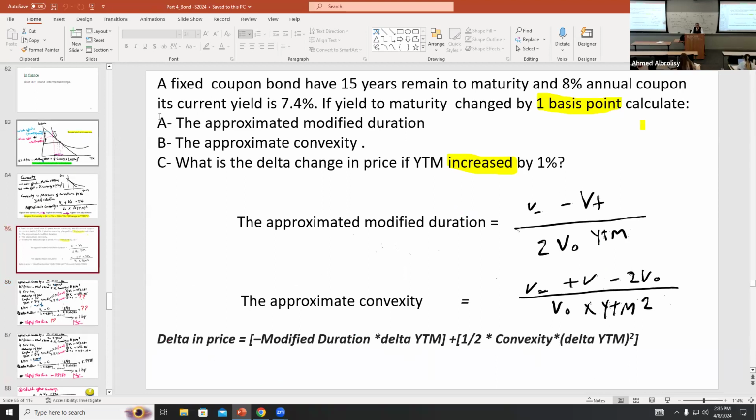8% annual coupon rate. Its current yield is 7.4. If yield to maturity changed by 1 basis point. So this is the given. Interest rate to change by 1 basis point. Calculate the following. Three requests.